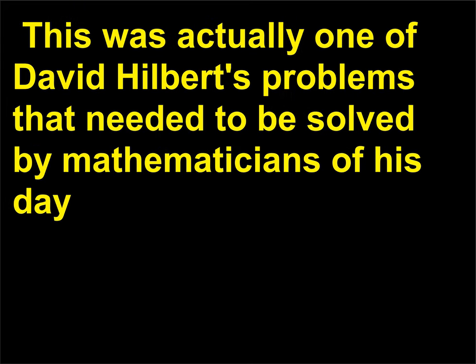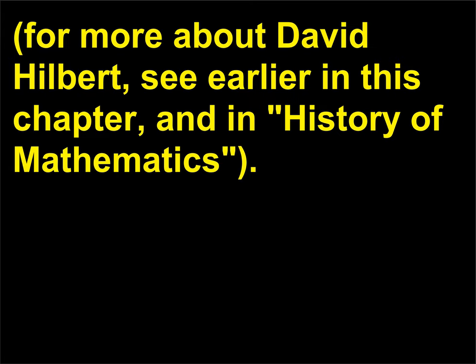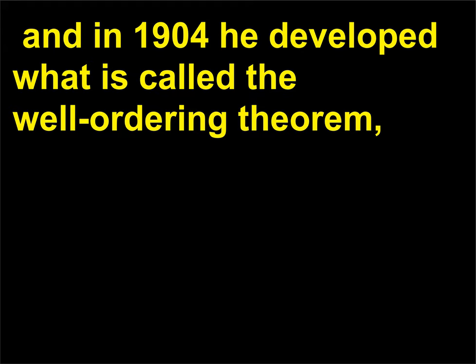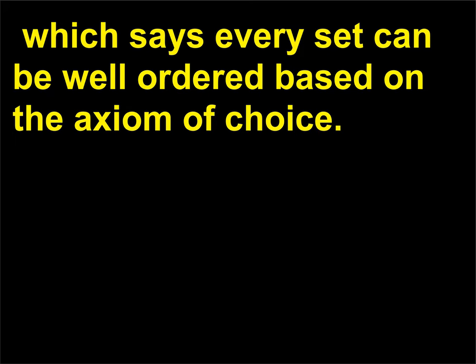This was actually one of David Hilbert's problems that needed to be solved by mathematicians of his day. For more about David Hilbert, see earlier in this chapter, and in History of Mathematics. German mathematician Ernst Friedrich Ferdinand Zermelo, 1871-1953, took on the task. And in 1904 he developed what is called the well-ordering theorem, which says every set can be well-ordered based on the axiom of choice.